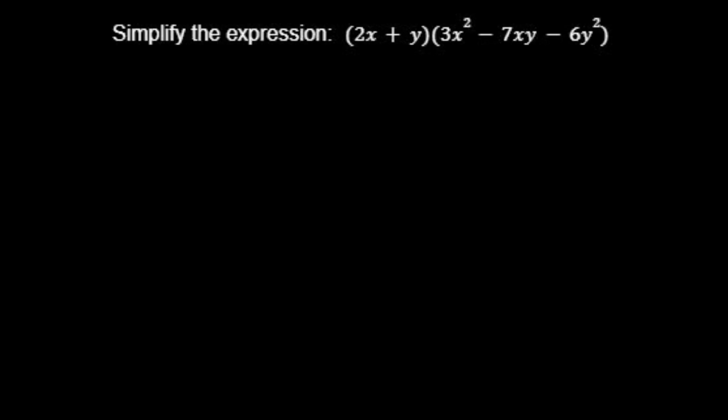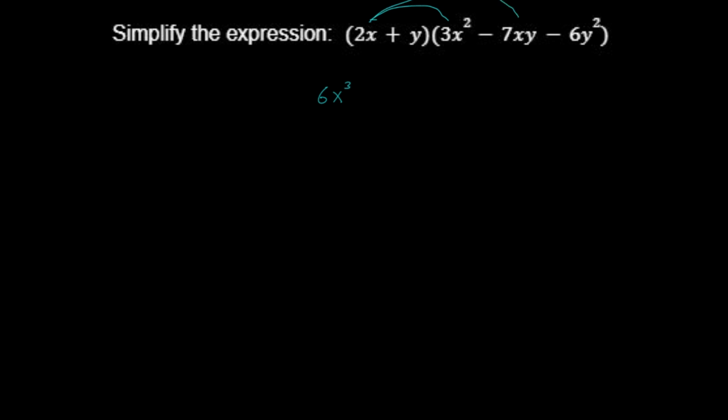Okay, so we're going to simplify this expression here. We have the binomial 2x plus y times the trinomial 3x squared minus 7xy minus 6y squared. We'll have to distribute here. So distributing through, 2x times 3x squared is 6x to the third. Remember adding the exponents.